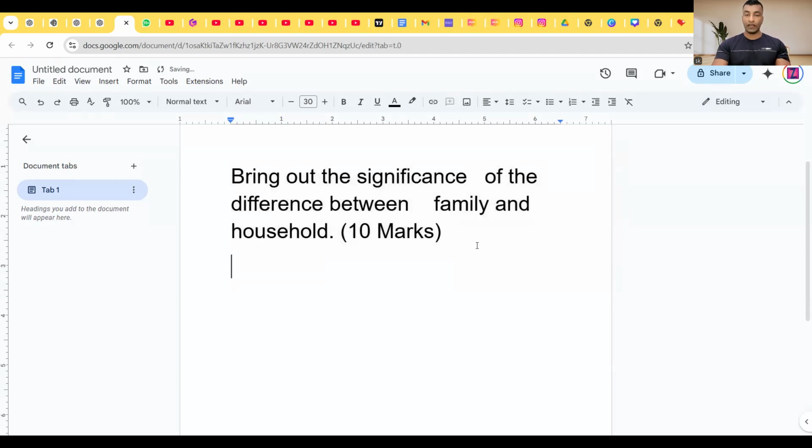If you see, this is the structure that we need to follow. We will have to explain what is family, and then define what is household, and then we will see what the differences are, why these two should be studied differently. We also talk about the similarities, and then we need to finish with a conclusion. So this is the structure that we are actually looking for. Now think about it and let's see how we are going to answer.